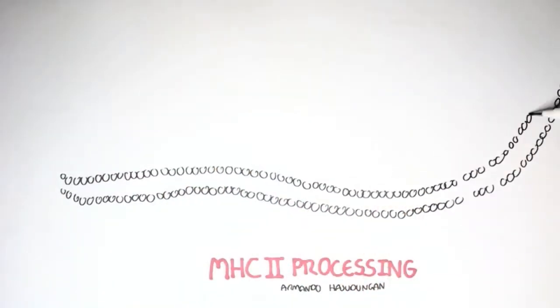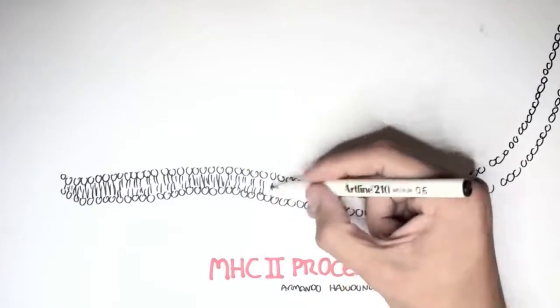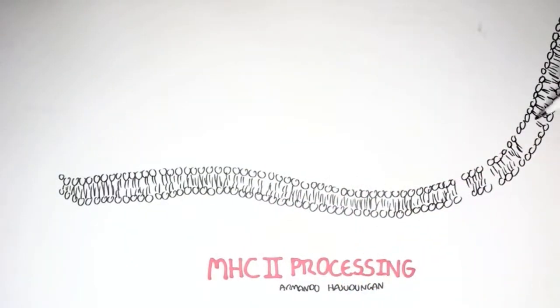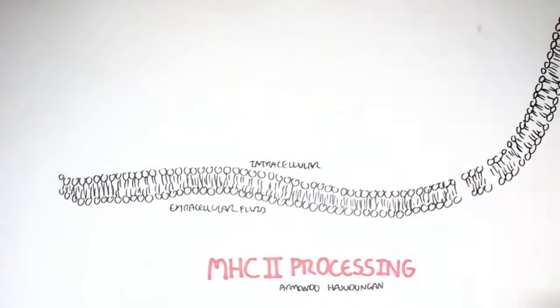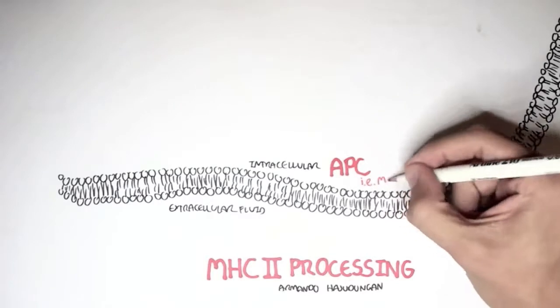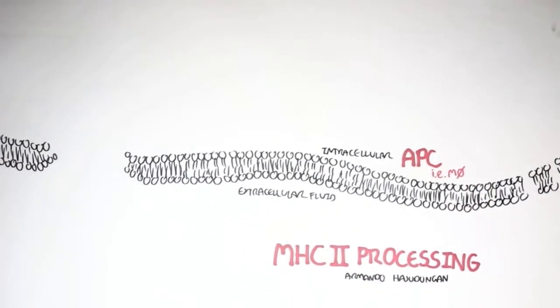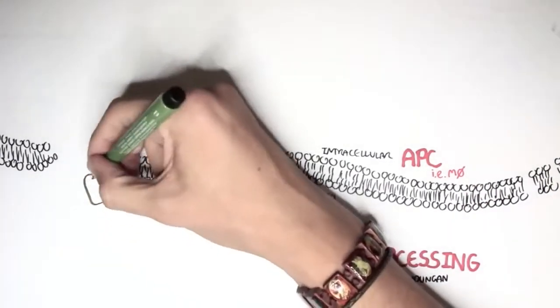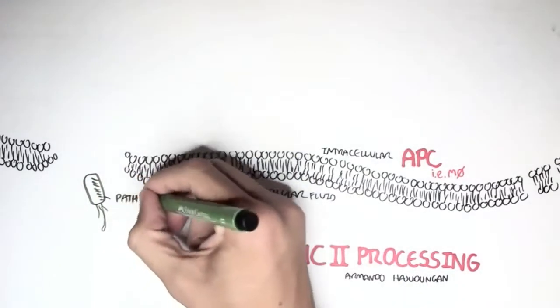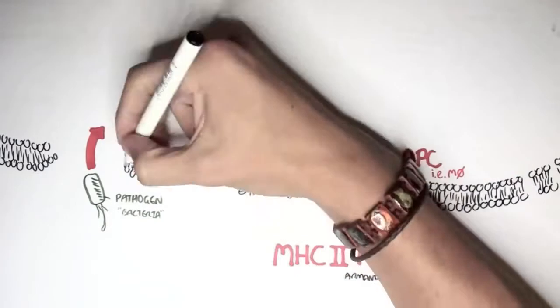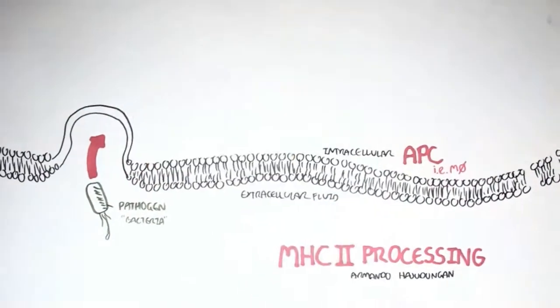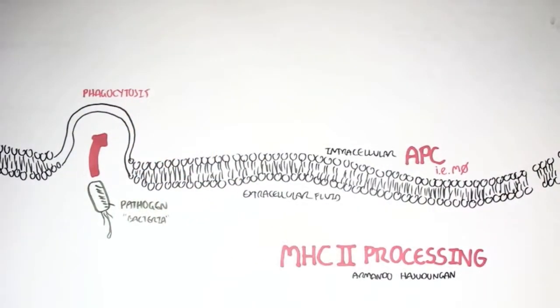Let's look at the process in an overview. So this here is a cell. Here is the extracellular fluid and here's the intracellular fluid of the cell. This cell can only be an antigen presenting cell, so let's just say it's a macrophage. Within the extracellular fluid, there can be pathogens such as a bacteria here. The macrophage, knowing that this is a pathogen, will engulf the bacteria through a process called phagocytosis.